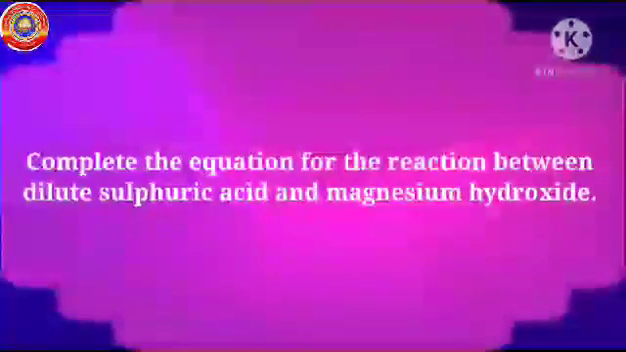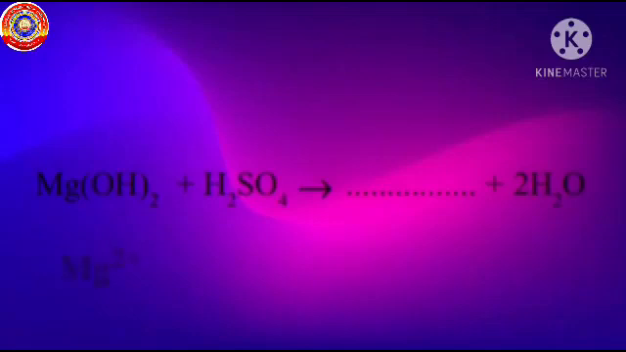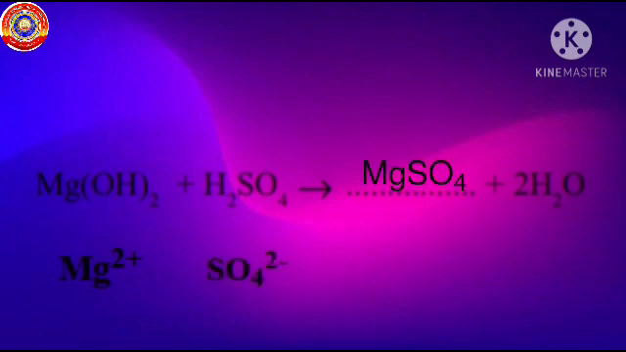Now let us complete the equation for the reaction between dilute sulfuric acid and magnesium hydroxide. We knew that a salt is an ionic compound composed of the negative ion of an acid and a positive ion of a base. In magnesium hydroxide, the Mg2+ combines with the sulfate anion present in the acid to form the salt magnesium sulfate.